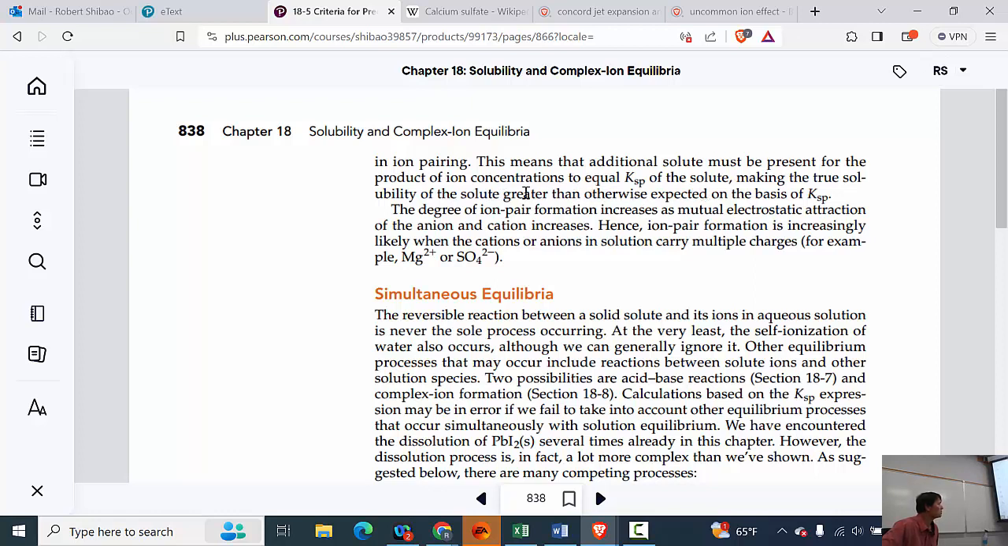Yes, the solubility has to be greater because we need not only to get free magnesium, we have to form those pairs as well. And when we look at the total solubility, we have to count the total concentration of magnesium in all species in solution. So we have to look for these weird species here. The degree of ion pair formation increases as mutual electrostatic attraction of the anion and cation increases. Hence, ion pair formation is increasingly likely when the cations or anions in solution carry multiple charges. For example, magnesium sulfate, which we already talked about.